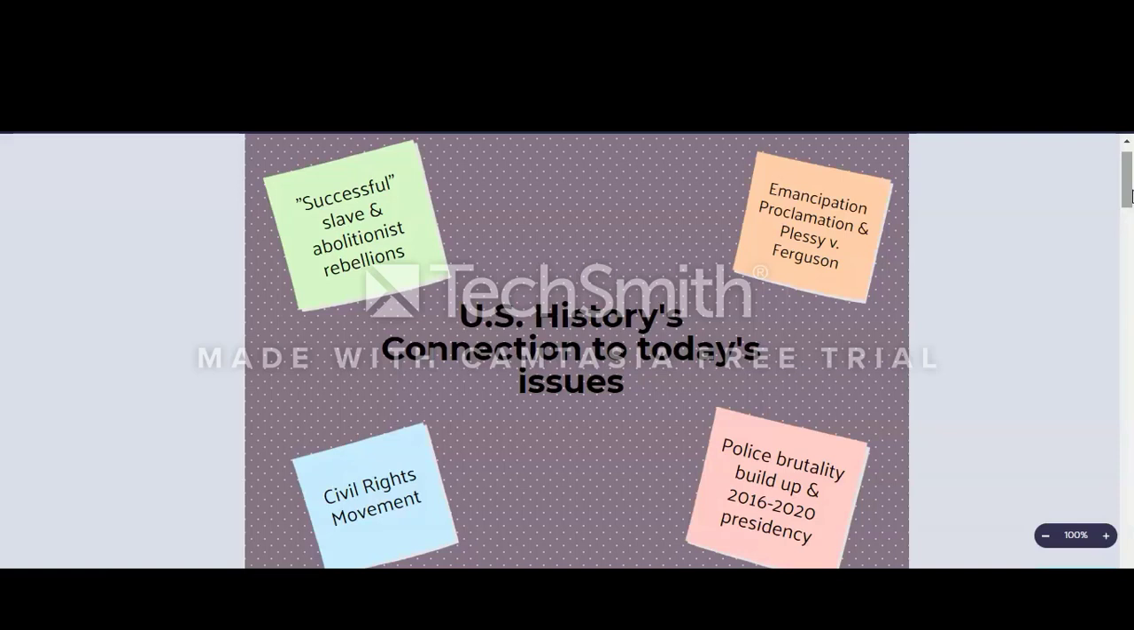Basically, this is just going to be a quick run over of what we're going to be doing for the foreseeable future. So, successful slave and abolitionist rebellions, the Emancipation Proclamation and Plessy vs. Ferguson, civil rights movement, and police brutality buildup, and the 2016-2020 presidency that you all know so well.